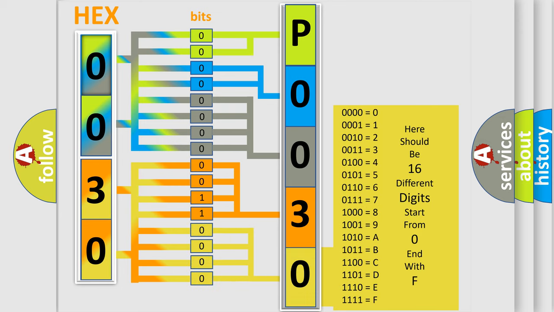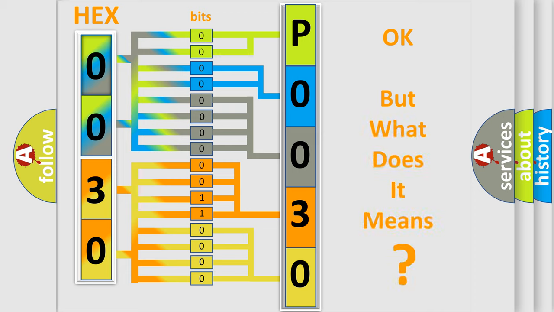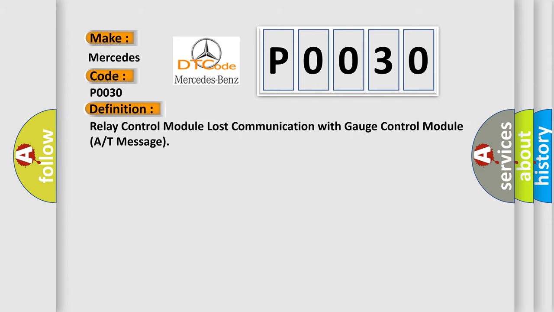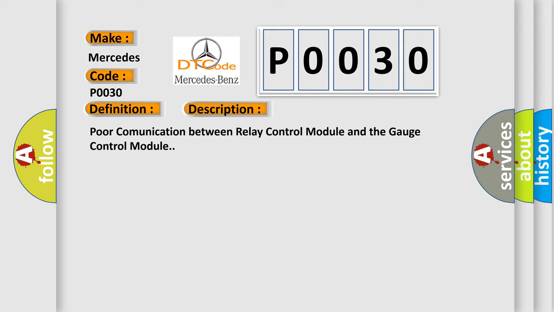We now know in what way the diagnostic tool translates the received information into a more comprehensible format. The number itself does not make sense to us if we cannot assign information to what it actually expresses. So, what does the Diagnostic Trouble Code P0030 specifically mean for Mercedes vehicles? The basic definition is: relay control module lost communication with gauge control module A or T message. And now a short description of this DTC code: poor communication between the relay control module and the gauge control module. This diagnostic error occurs most often in these cases.